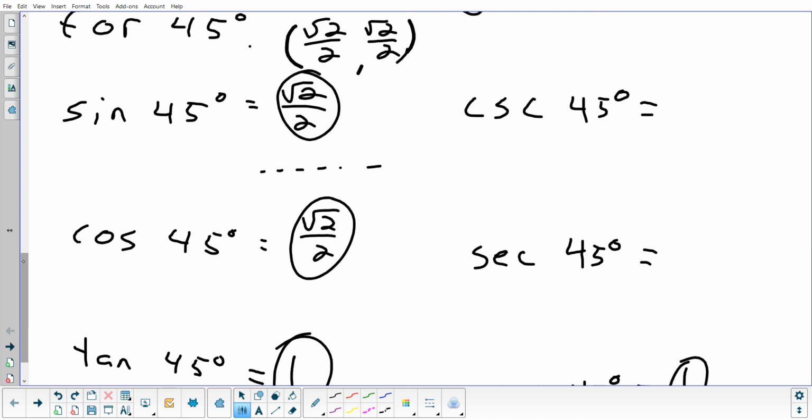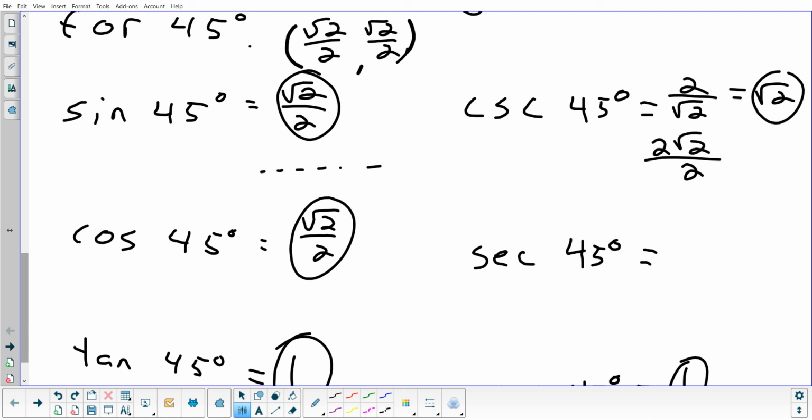Yep, take the reciprocal of the sine, which would be 2 over square root of 2. And when you fix that so the root's not in the bottom, what do you get? So if we multiply top and bottom, you get 2 times the square root of 2. What's still in the bottom? 2. Yes, 2. And that would reduce to just the square root of 2.